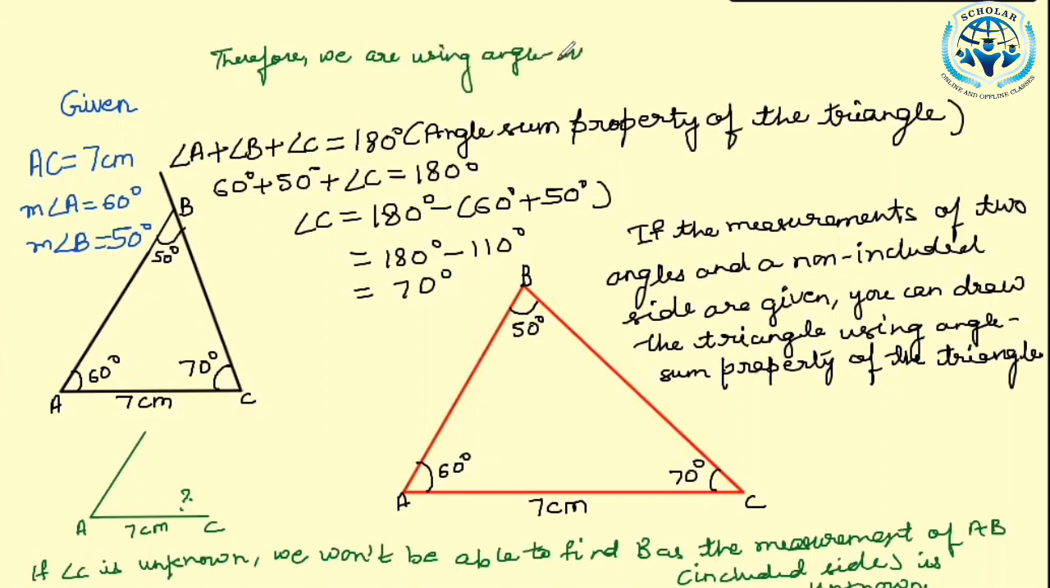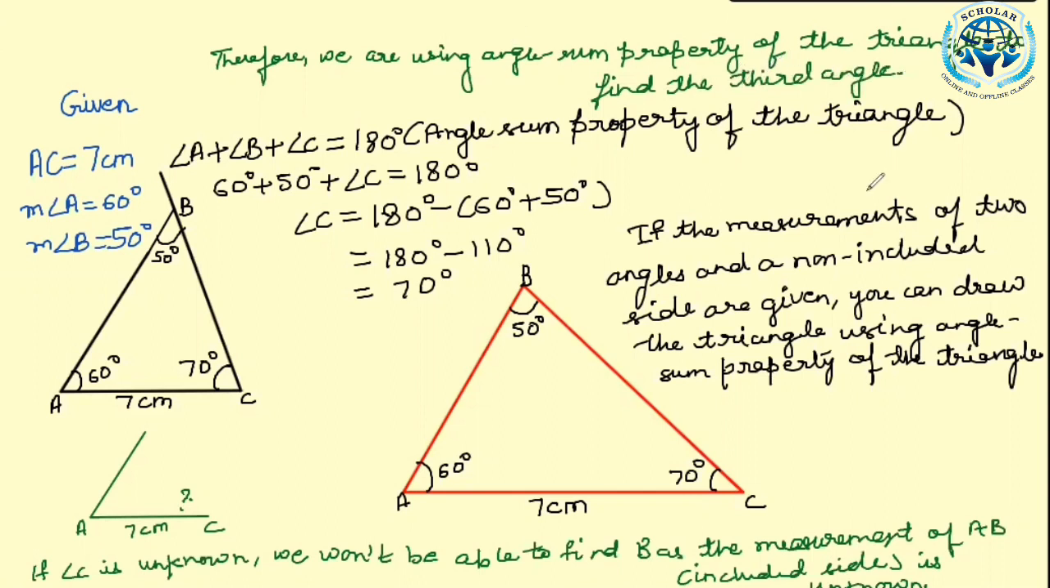That's why we are using the angle sum property. Understood now? Whenever you get these type of problems or these type of questions where you don't have enough data to draw the triangle, then you can use the angle sum property. In this way, you will be able to find all the three angles and you can complete the triangle. And this criteria is called AAS because the side is not included between the angles. Two angles are given and one non-included side is given.